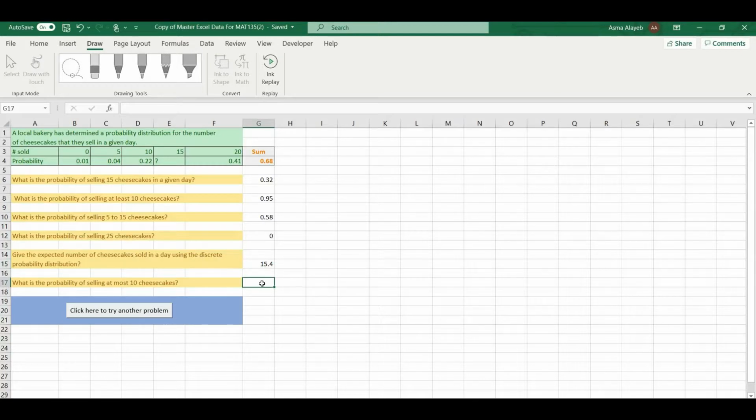Next, we want to find the probability of selling at most 10 cheesecakes. At most 10 cheesecakes means either 0 or 5 or 10. So this is equal to the probability of selling 0 cheesecakes plus the probability of selling 5 cheesecakes plus the probability of selling 10 cheesecakes. No more than that. So the probability in this case is 27%.